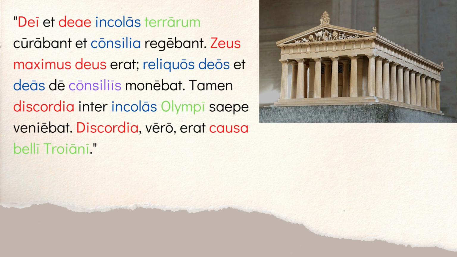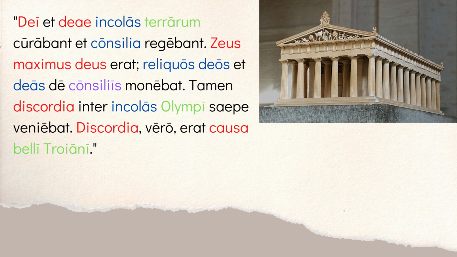Then you have Zeus maximus deus erat, reliquos deos et deas de consiliis monebat. So Zeus, here we have the first reference to one of the gods. You have Zeus. He was the maximus deus, right? He was the greatest god. So Zeus was the greatest god. He, monebat, he advised, you could say he was advising, it's imperfect tense, but you could say he advised the reliquos deos et deas, the other gods and goddesses, about their plans, right? Consiliis, about their plans and things they were going to do. So he advises them, right? So the idea is he's the greatest god. When they come to him with their plans, their consilia, he's the one who kind of guides them and advises them on what they should do.